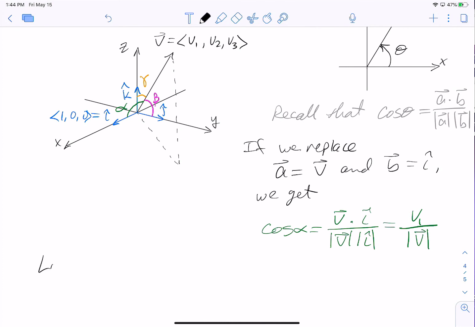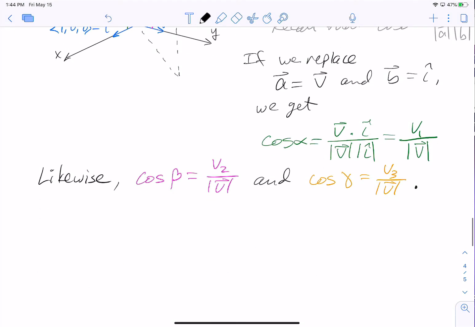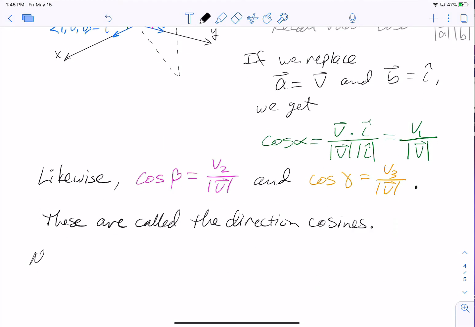Likewise, the cosine of beta is going to be v2 over the magnitude of v, and the cosine of gamma is going to be v3 over the magnitude of v. These are called the direction cosines. Note that the cosine squared of alpha plus the cosine squared of beta plus the cosine squared of gamma equals 1, which you can quickly verify.